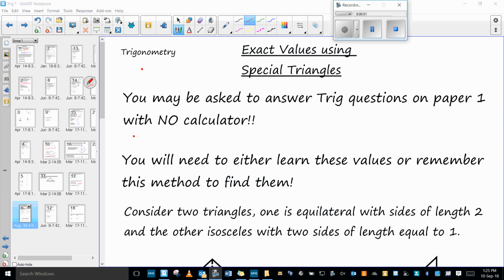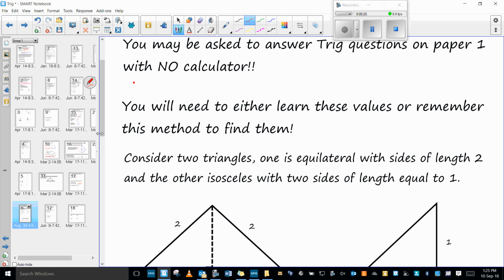Of triangles. There are going to be some questions on number 1. Obviously, we know that that's a non-calculator figure. And you're going to be asked about solving trig equations or something with trig functions in there somehow, and you need to know the values of them. Which means you need to either learn the values that we're going to go through in a minute, or make sure that you remember the method of finding them, okay?